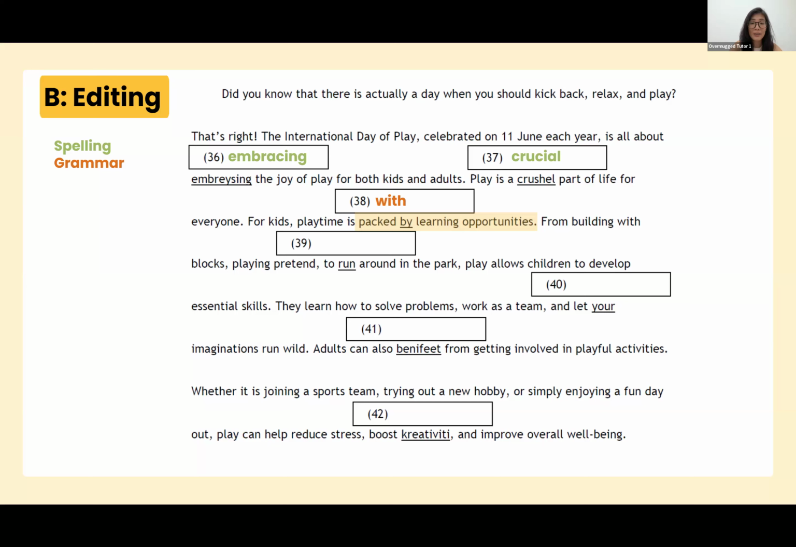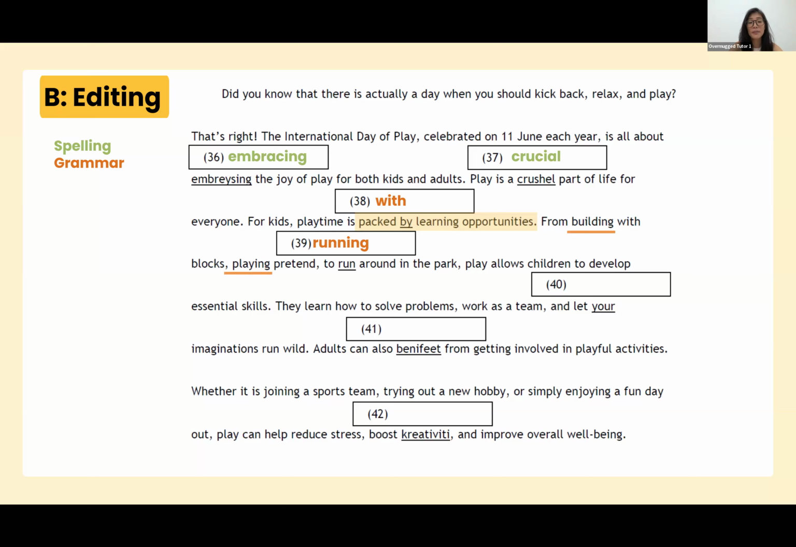Question 39 is also a grammar question, but read the full statement. From building with blocks, play, pretend, to run around in the park. We should have a consistent grammar, in this case, a continuous tense across the questions. So for question 39, it's building, playing, and therefore running.